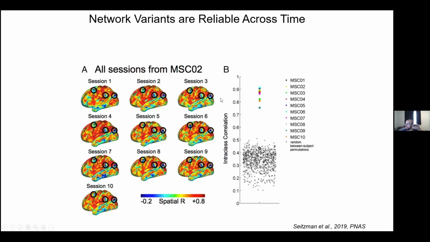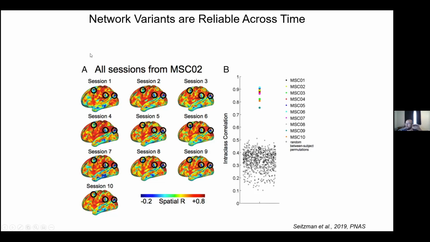And when you look within subjects here, you can see that you get a pretty high intraclass correlation for how similar MSC04, for instance, is between one session and their other sessions. And it's much higher than you get when you randomly shuffle across subjects. So for instance, how similar is session 6 of MSC07 to session 6 of MSC05? You can see those values are all here in these random between subject permutations, but they're nowhere near as high as the within subject data.